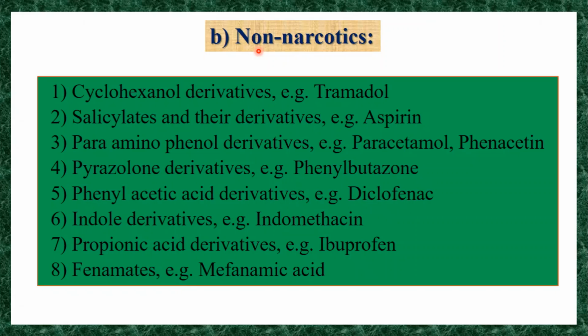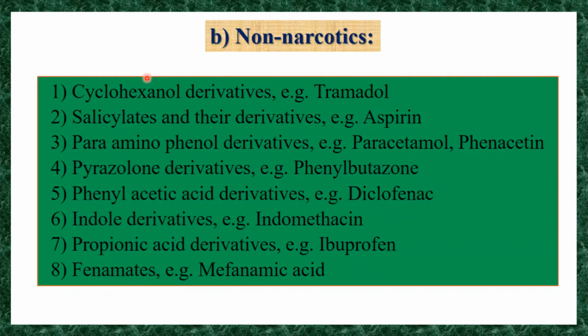So the non-narcotics are classified on the basis of their chemical structure into these 8 classes. The first one is cyclohexanol derivative, example is tramadol. Second is salicylate and their derivatives, example is aspirin. Then para-aminophenol derivative, example is paracetamol and phenacetin. Fourth is pyrazolone derivative, example is phenylbutazone. Fifth is phenylacetic acid derivative, example is diclofenac. Sixth is indole derivative, example is indomethacin. Seventh is propionic acid derivative, example ibuprofen, and then fenamates, mefenamic acid.